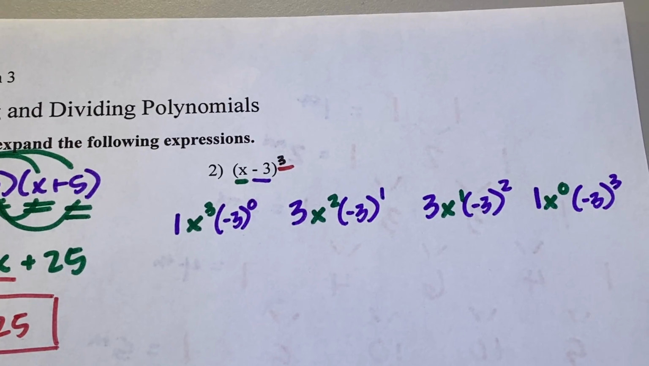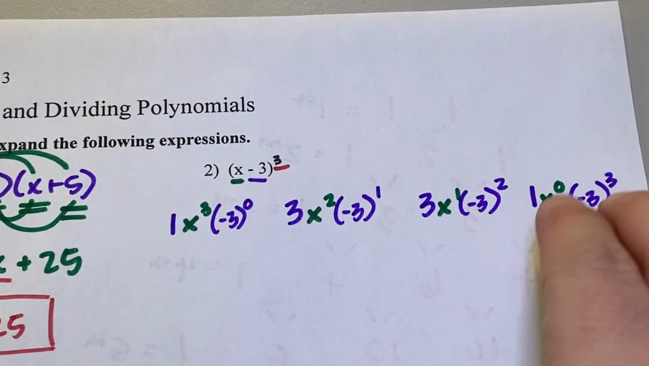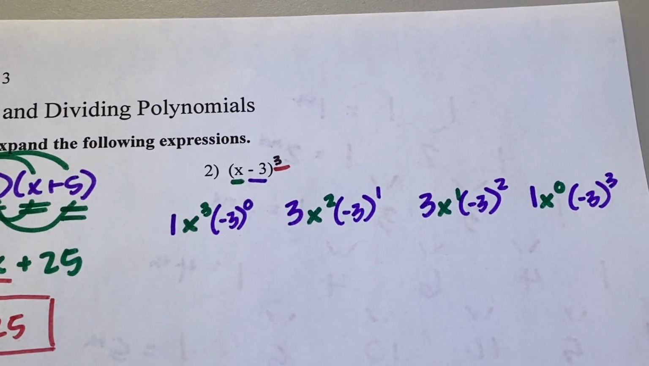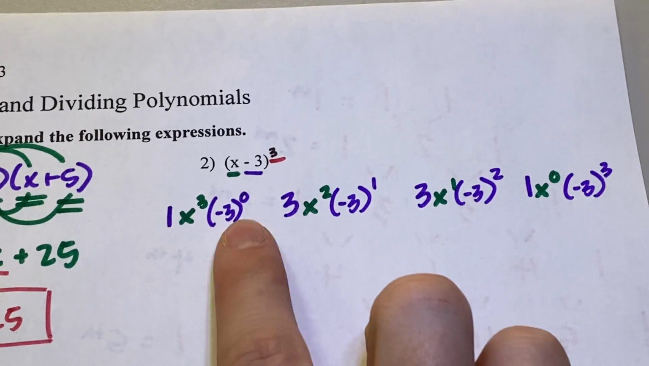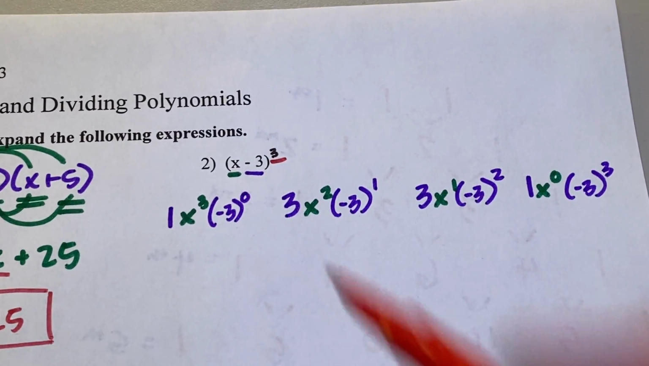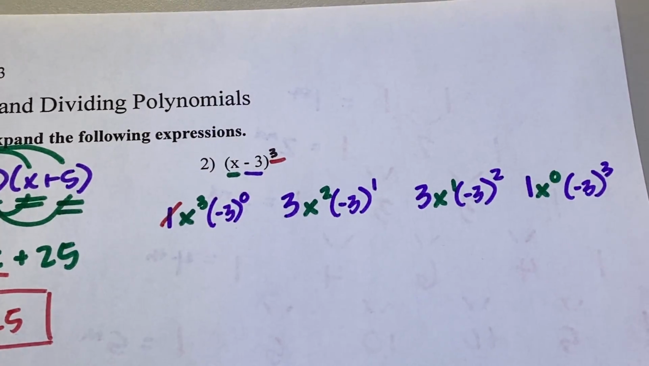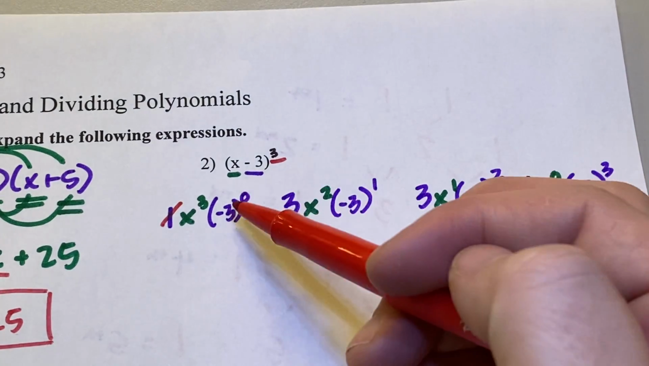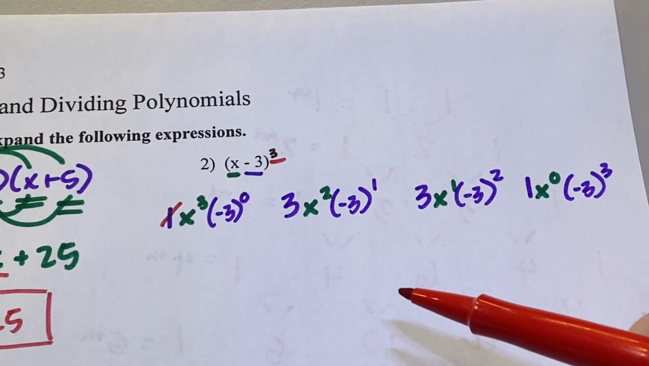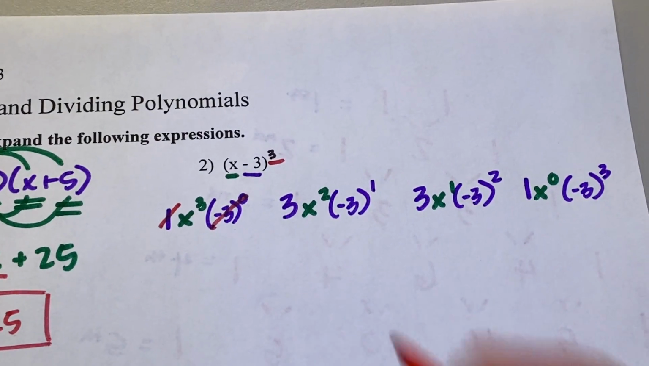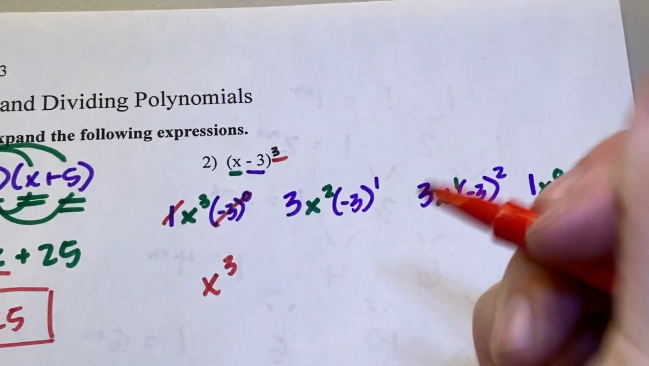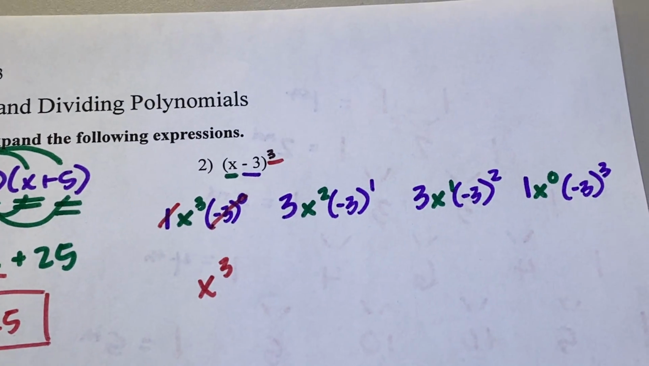Now we have a whole bunch of mumbo jumbo here. All we got to do is multiply these terms out, figure out what is going to be our final terms in our polynomial. Okay, so let's look at our first guy. We don't care about a 1. That doesn't change anything. And what's anything to the 0 power? 1. Another 1. We don't care about another 1. So our first term is just x cubed.